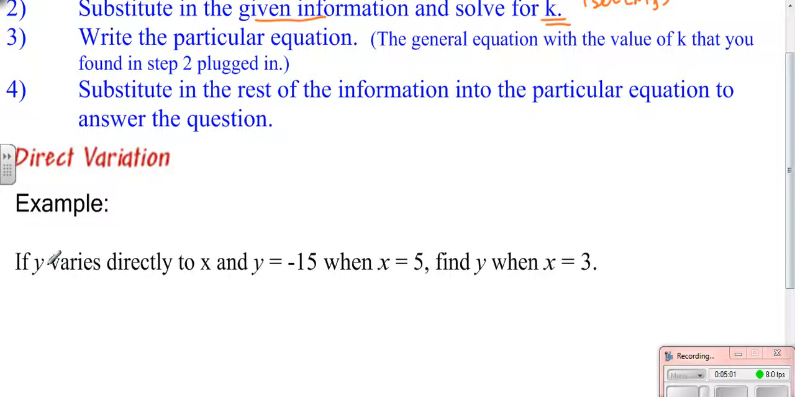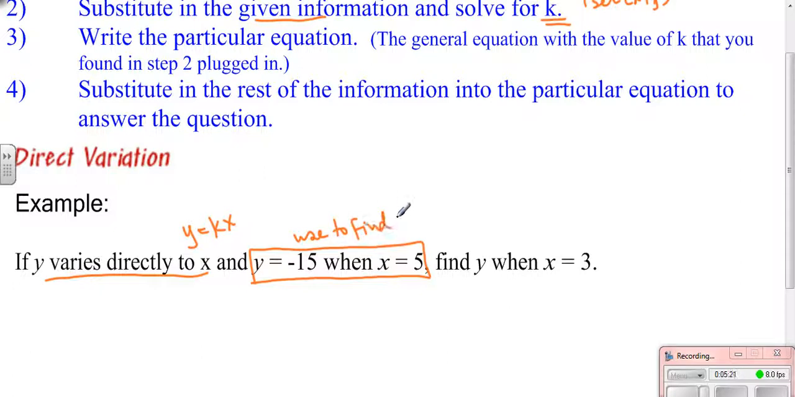So for example, y varies directly to x. So I'm dealing with this situation. So when y equals negative 15, x is 5. So this is what I use to find k. This gives me my relationship. So step 1, I'm going to say negative 15 is equal to k times 5. Divide both sides by 5. K is negative 3.